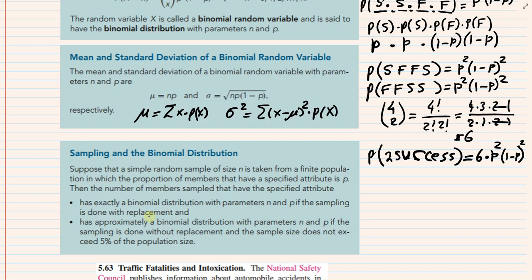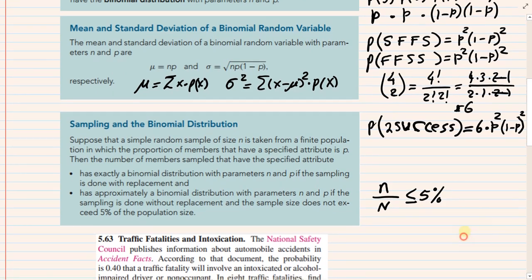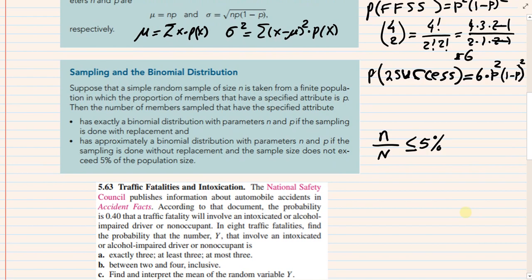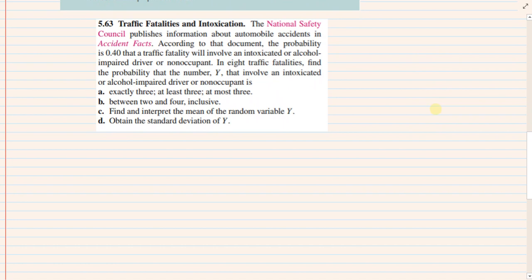And what I said earlier was also this: if the ratio of sample to the population size is less than or equal to 5%, then we can assume the probability of success is fixed and remains fixed from trial to trial. That's just a simplifying assumption. It's not really true, but it's not going to make or break our problems or the answers.